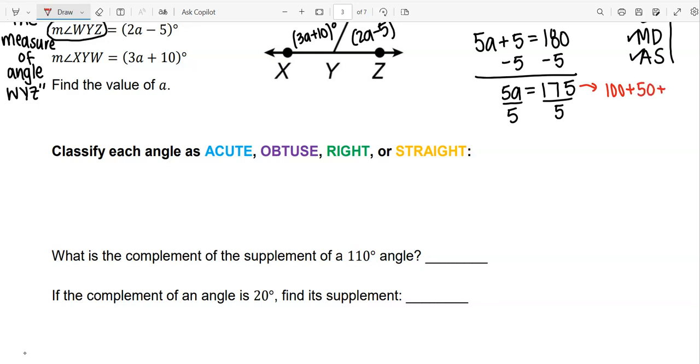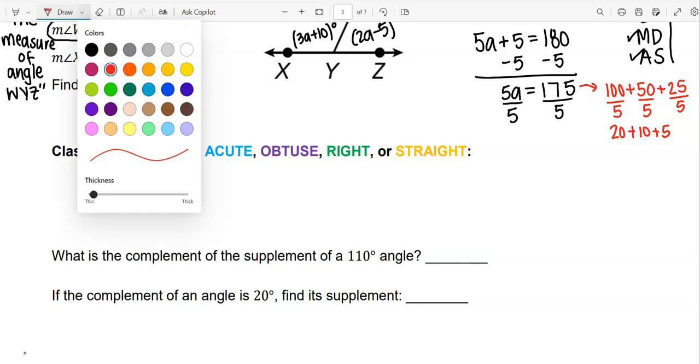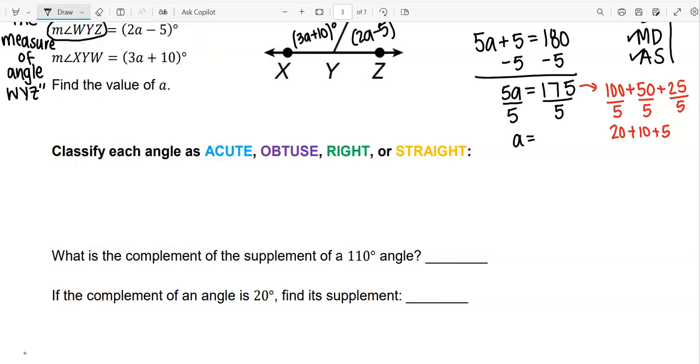What do I need to add to those two to get 175? 25. This is called chunking. If I divide each of these numbers by 5, and then add them together, I'll have my answer. So what's 100 divided by 5? 20. What's 50 divided by 5? 10. What's 25 divided by 5? You can if you know how to do it. A lot of people don't know how. What's 20 plus 10 plus 5? 35. That's our answer for A.